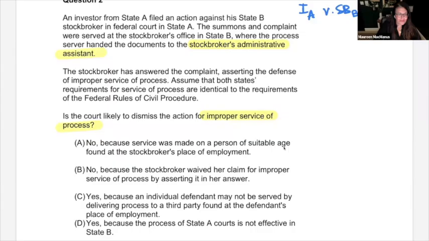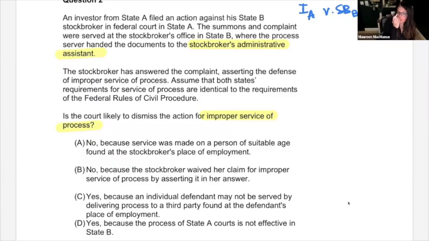All right. So the stockbroker has answered the complaint, asserting the defense of improper service of process. Assume that both states' requirements for service of process are identical to the requirements of the Federal Rules of Civil Procedure. All right, so let's take a second and let's go through these answer options.